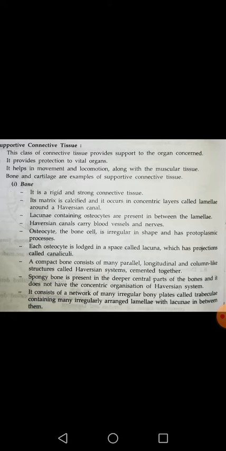Now, if you observe a compact bone, you will find that it consists of many parallel, longitudinal, column-like structures. These structures are called Haversian systems, which are cemented together.